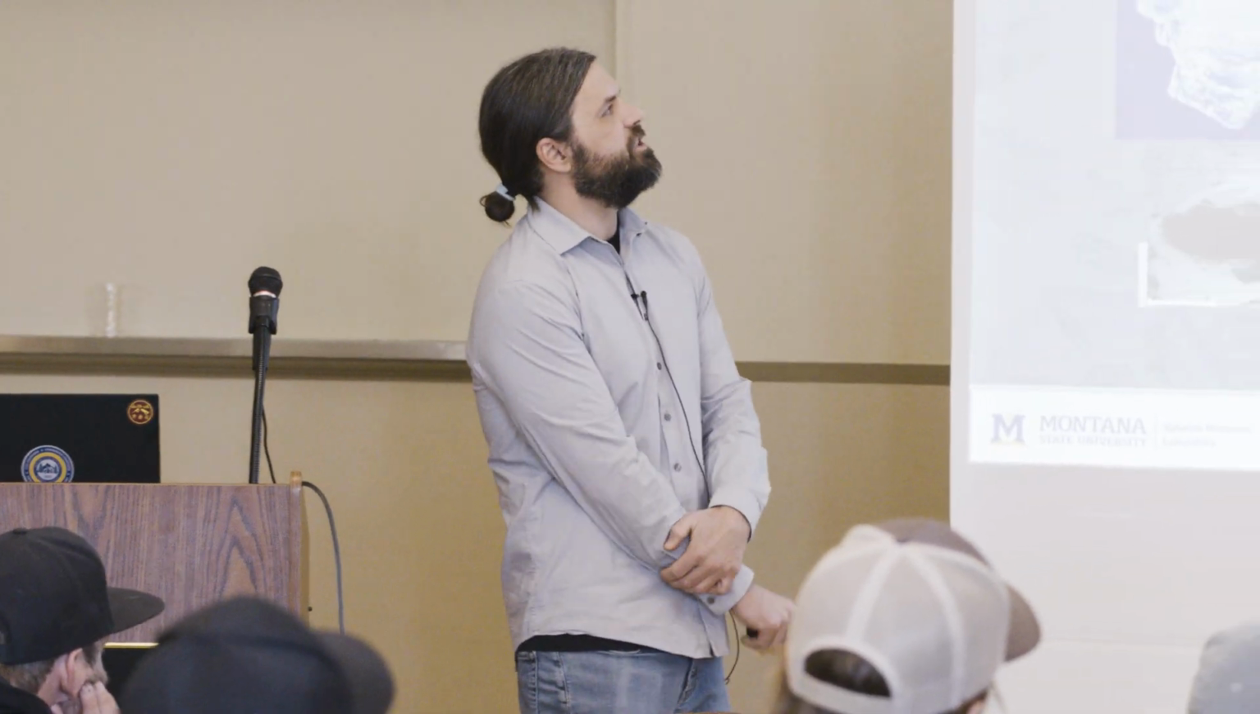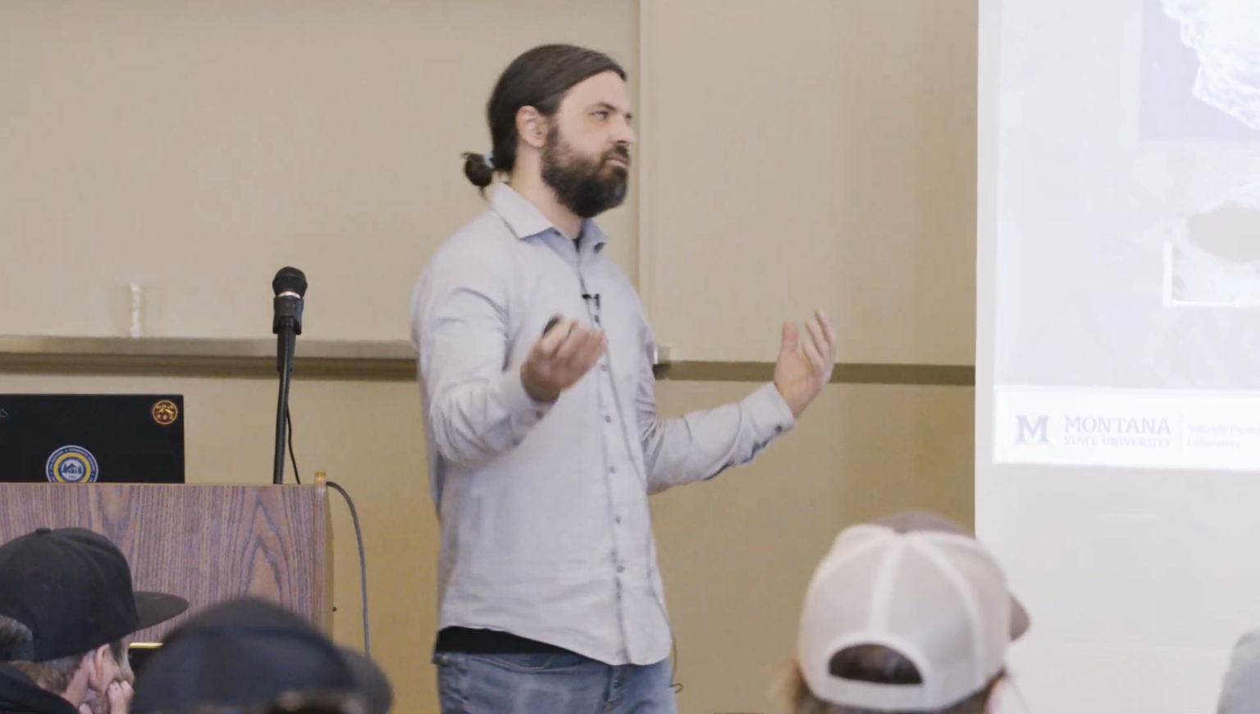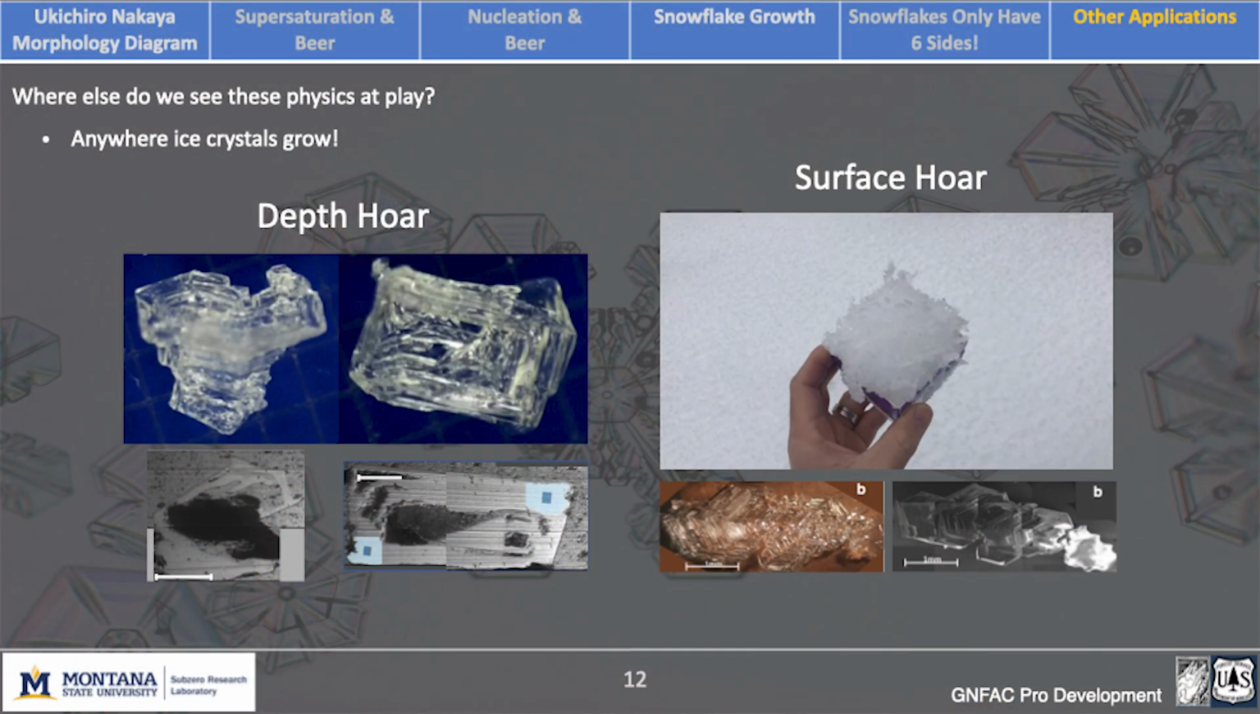All right, just about done. Where else do we see these physics at play? The Nakaya diagram, the idea of supersaturation, condensation, deposition, growth. We also see that in the snowpack. The exact same thermodynamics and physics are at play with the growth of depth hoar. As one example, depth hoar grows from large temperature gradients. And so you can get the hexagonal shape as one outcome of that. You can also get this kind of classic square shape as well.